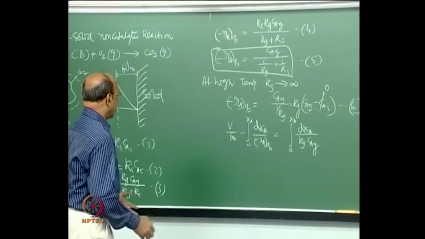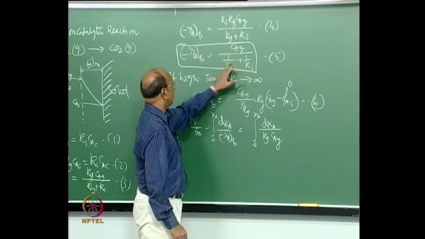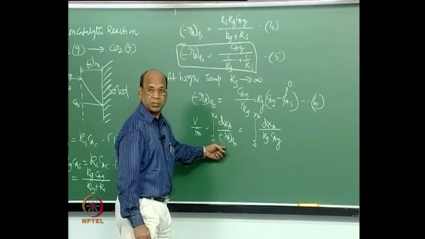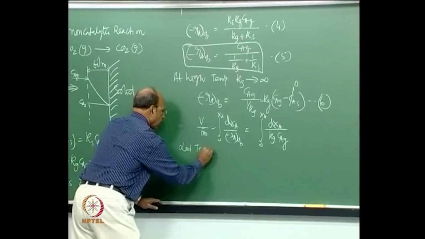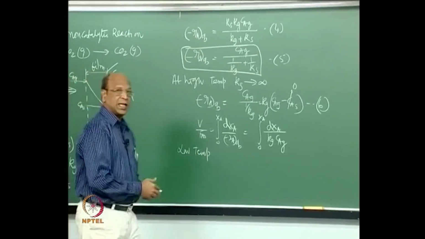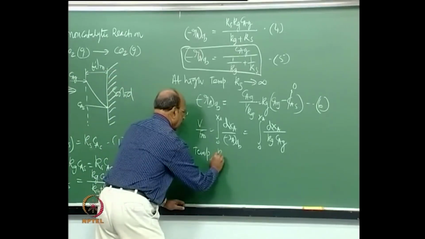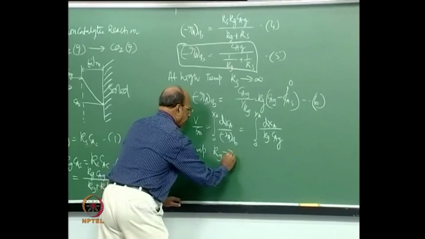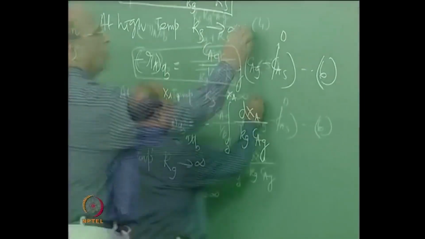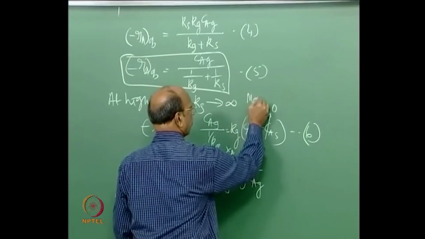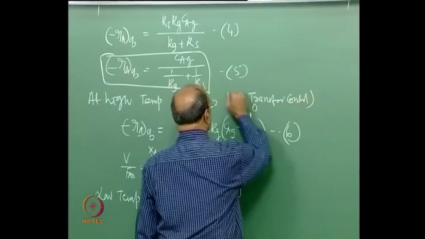Okay? So, similarly, if I have both the controls, then I will have this equation CAG divided by 1 by Kg plus 1 by Ks, that is what is here. So, on the other hand, if I have low temperatures, or the reaction rate is slow, at low temperatures Kg will go to infinity, that means when compared to Ks. So, here also I will write, this is mass transfer control, and this is reaction control.